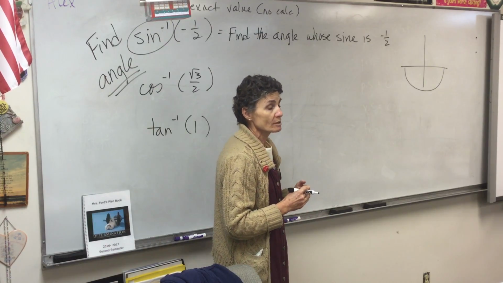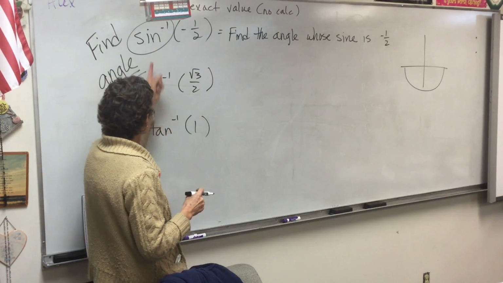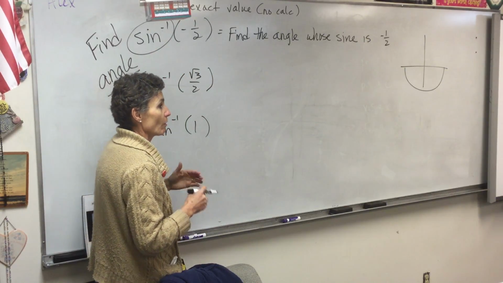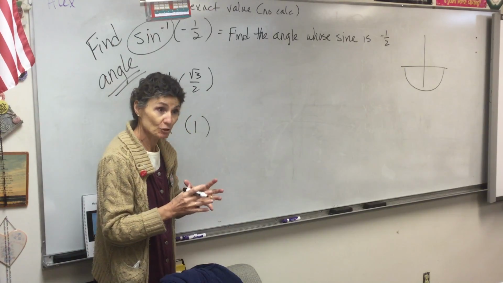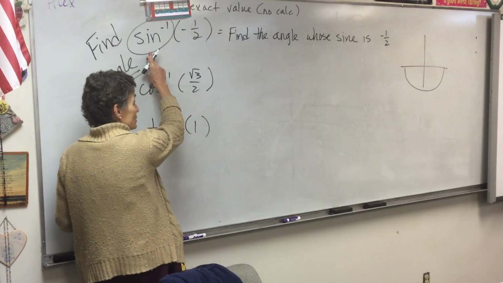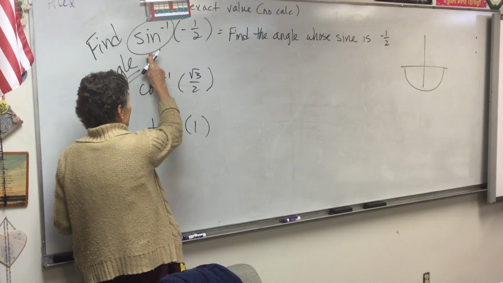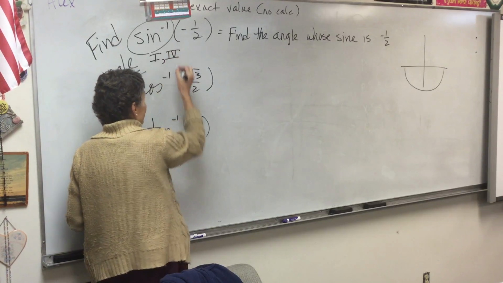There are rules that tell you if you see these notations, there are only certain places you're allowed to look. So I'm going to tell you what those places are. If you have an inverse sine, you may only look in quadrants 1 and 4.